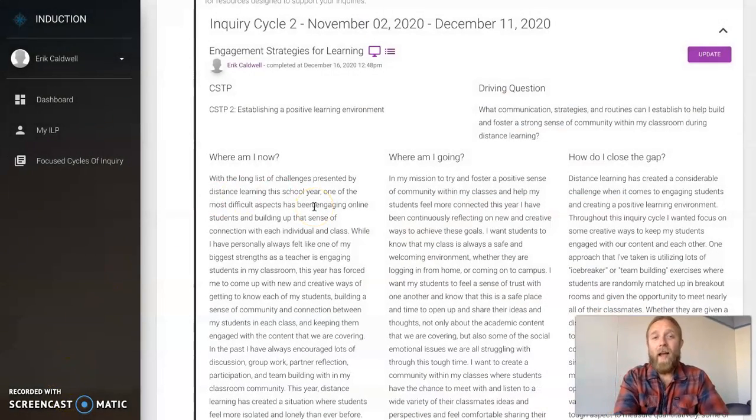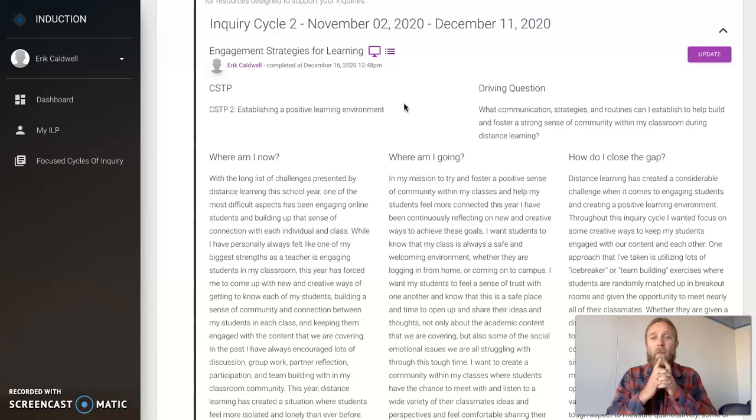Now, as you can see on my ILP, for this inquiry cycle, I focused on CSTP number 2, establishing a positive learning environment. You know, with all the challenges presented by distance learning this year, it has been more important than ever to try to interact and engage with students. But it's also been more difficult than ever to engage with students, not having them in our classrooms every day.